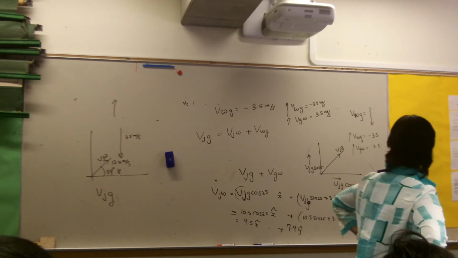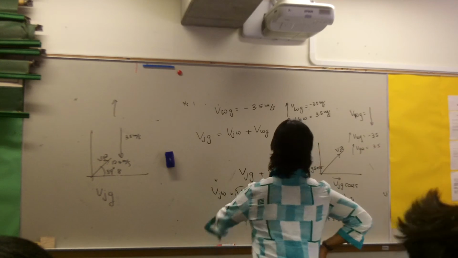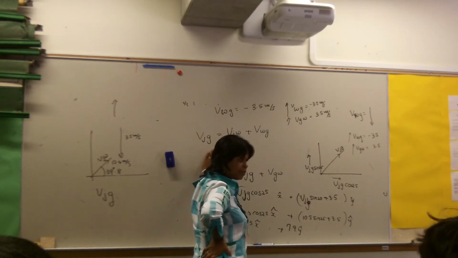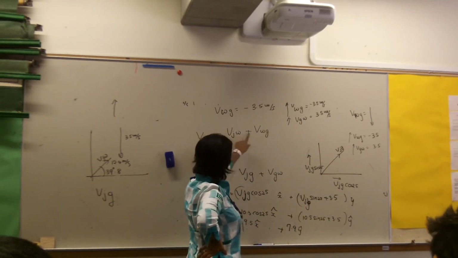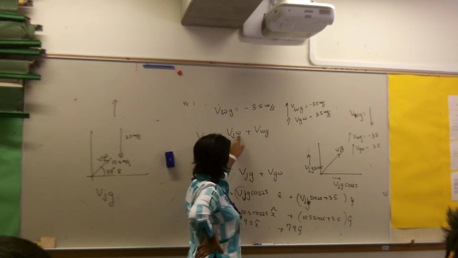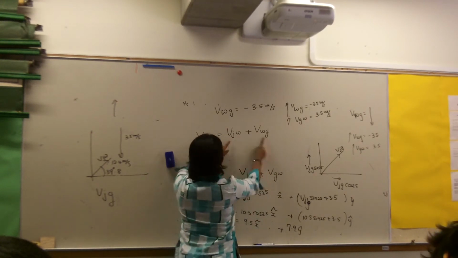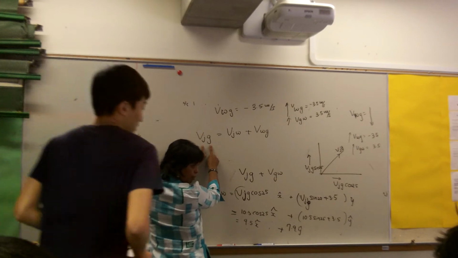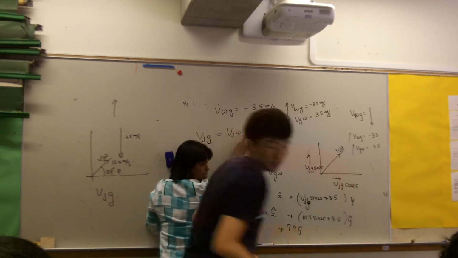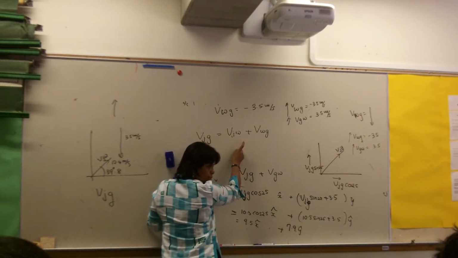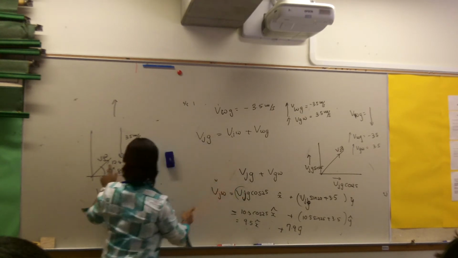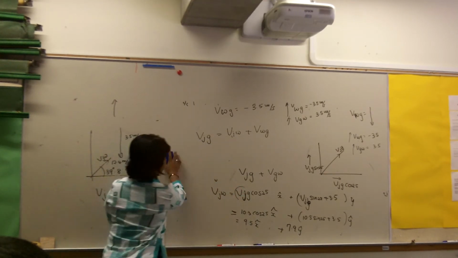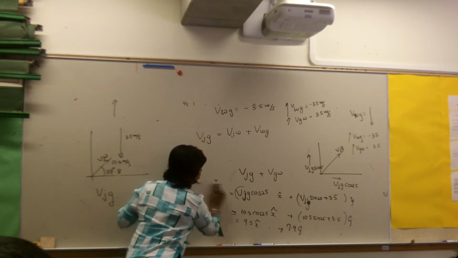What is the VJG? VJG is what you are looking for, right? So it's JW, and because JG means JW, WG, right? Because now you are given this. Is that clear? You are given JW now. You are looking for this. Alright.